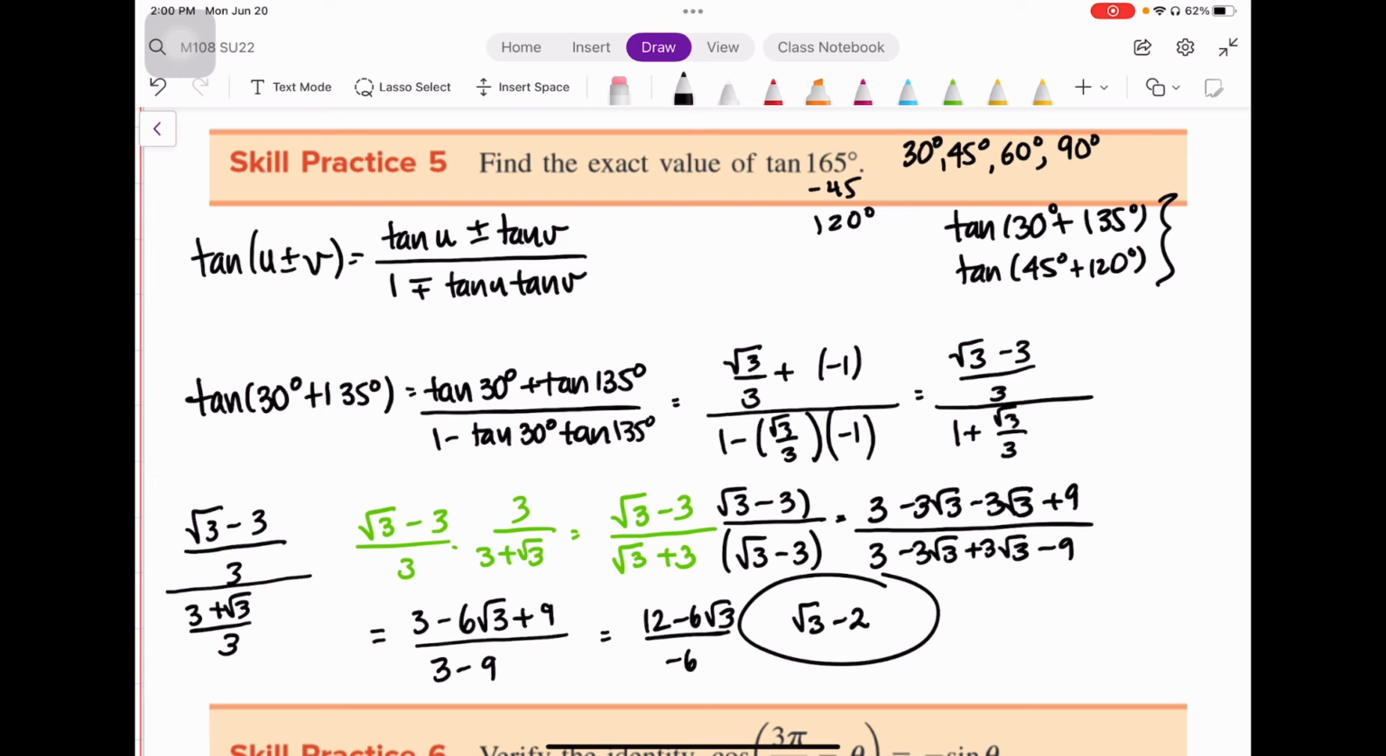If you had not rationalized your denominators, or if you had used sine and cosine rather than the actual tangent value, you might not have had to rationalize your denominator. It might have been a little bit easier.